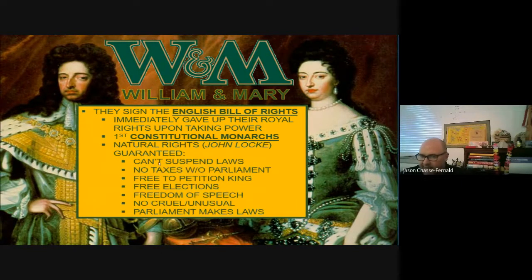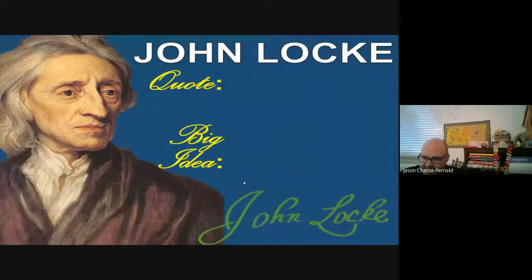William and Mary cannot suspend laws. They cannot pass taxes without permission of Parliament. Parliament is free to petition the king whenever they want. Parliament can determine when and where they have their own elections. Parliament is allowed to speak its mind freely without fear of any punishment. No cruel and unusual punishment. And Parliament makes laws. So you see a massive signing away of authority with the English Bill of Rights.